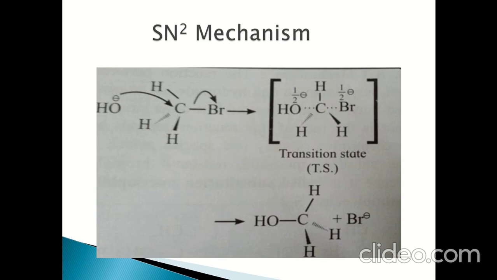diffuse. The TS, that is the transition state, contains a penta-coordinate carbon having 3 sigma bonds in one plane and making bond angles of 120 degrees with each other. And it has 2 partial covalent bonds along a line perpendicular to this plane. So the product formed has the opposite configuration compared to that of the substrate. In other words, we can say that the SN2 reaction proceeds with inversion of configuration.